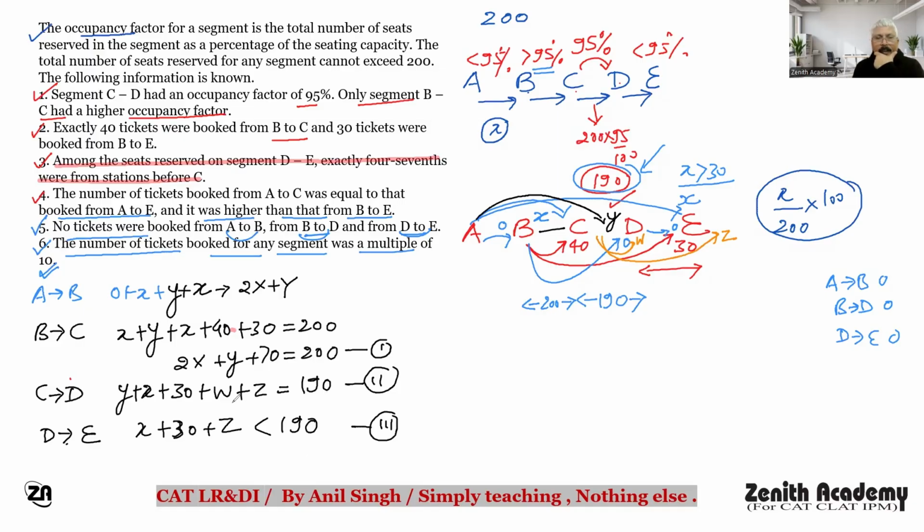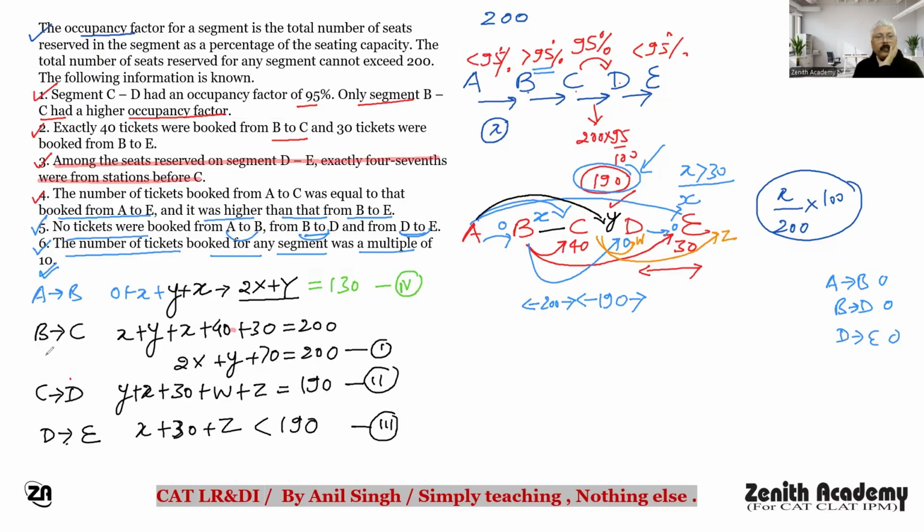And now see, it is 2x plus y plus 70 is equal to 200. It means कि जो 2x plus y है इसकी वैल्यू क्या होनी चाहिए, 130. Because 2x plus y plus 70 is 200. So 2x plus y is 130. So this is your fourth equation. Okay.